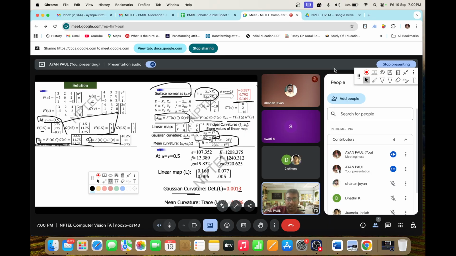So any doubt in this? What is the significance of calculating the Gaussian curvature and mean curvature? These are different types of curvature. For more theory you can just read up, but one is the normal curvature, the second is the Gaussian curvature, and the third is the mean curvature. Mean curvature means you can say the mean over all these points, something like that. Similarly you can check the Gaussian curvature also.